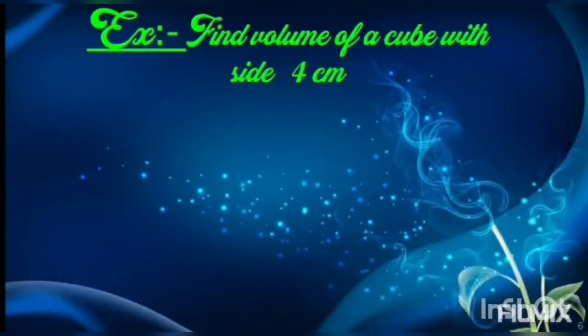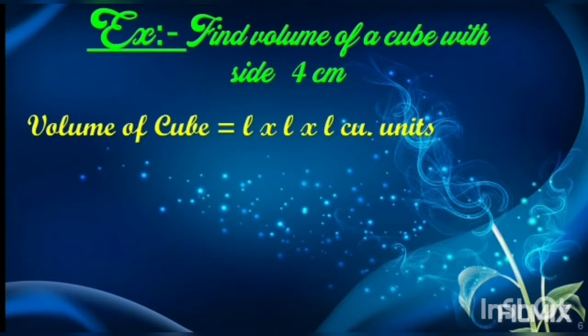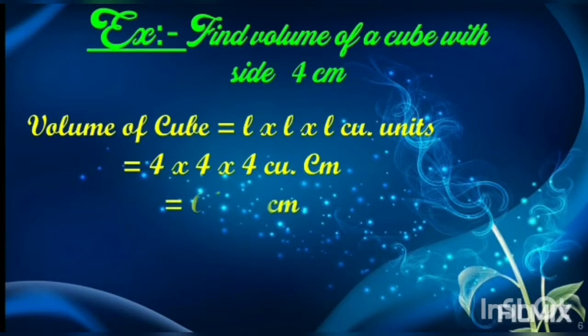Now let's understand this with an example. Find the volume of a cube with side 4 centimeter. We are given that volume of cube equals L into L into L cubic units. Since the side is given as 4 centimeter, let's input it. So our equation becomes 4 into 4 into 4 cubic centimeter. So our answer is 64 cubic centimeter.